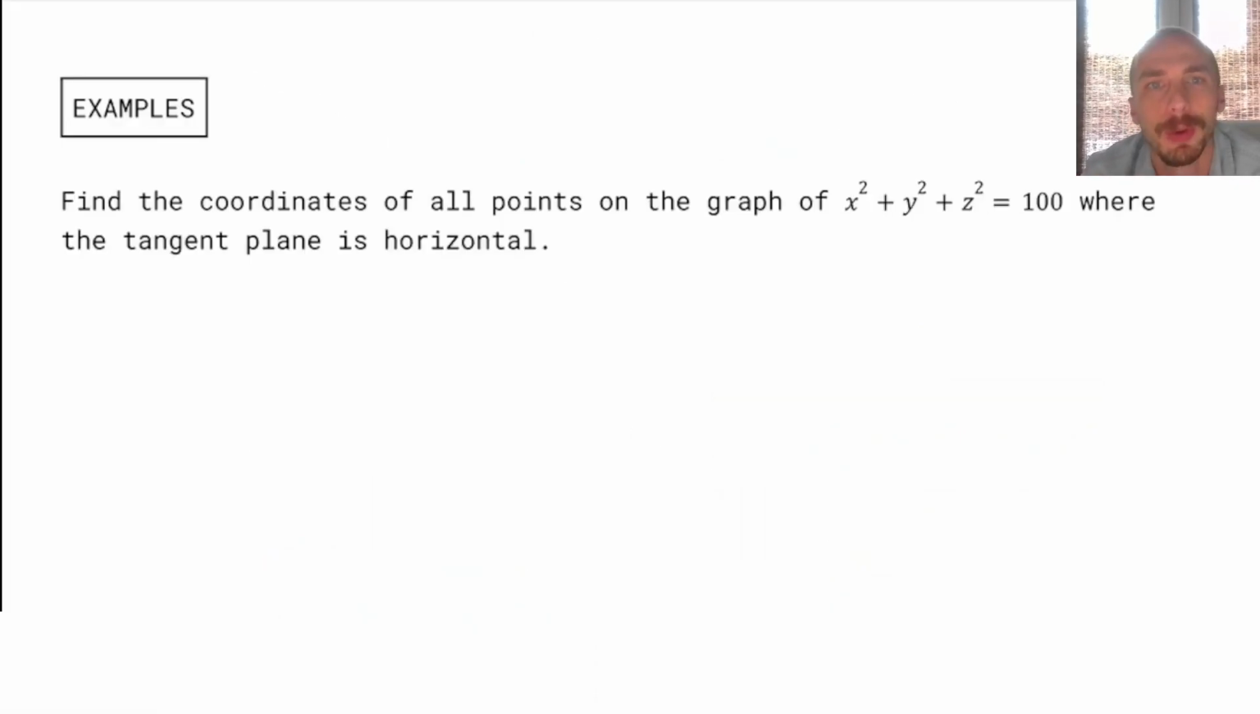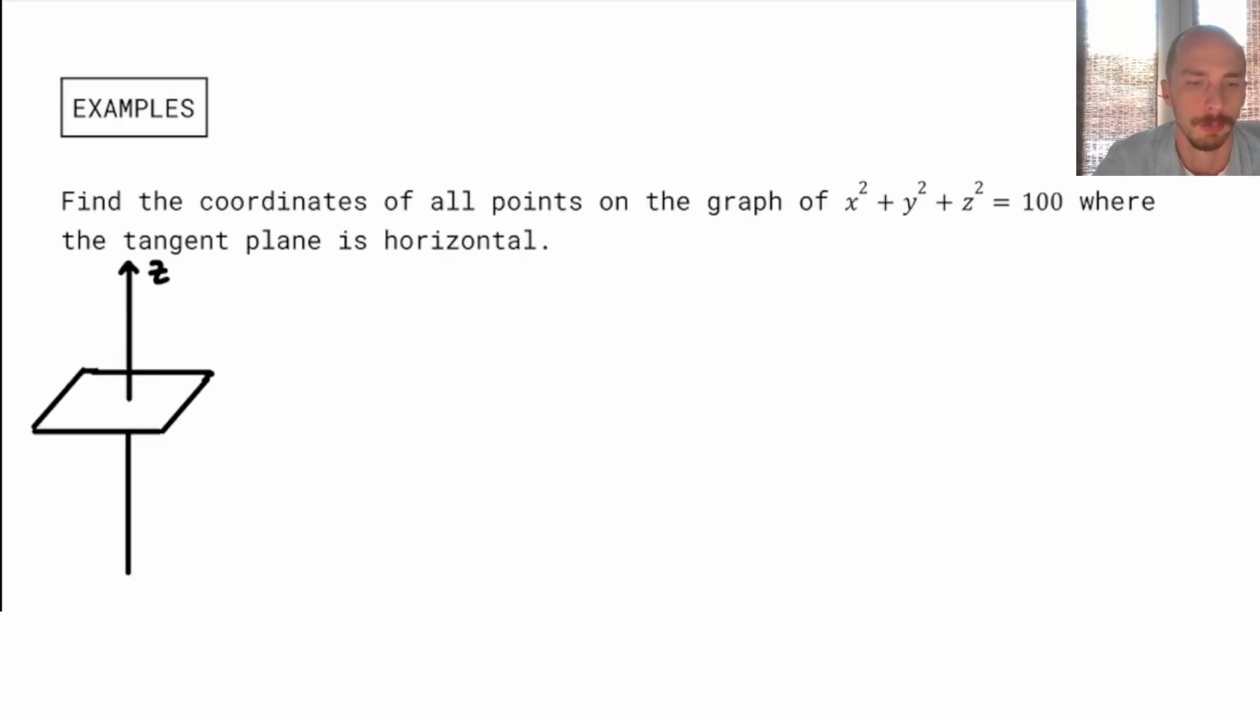Now here's something we haven't talked about quite yet: where the tangent plane is horizontal. I don't think you need any extra special calculus knowledge to understand this. I'm going to draw you a picture of a horizontal plane real quick. That's a picture of my horizontal plane, horizontal with respect to the xy plane. And so that's going to be a z equals some number type plane.